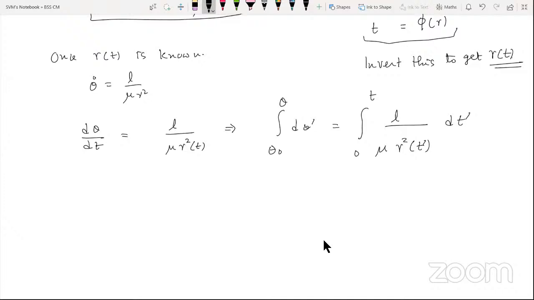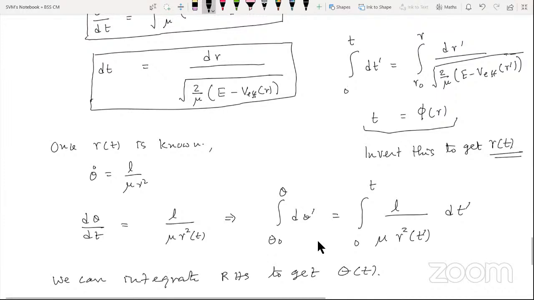So once r of t is known, we can integrate the right hand side to get theta of t. Then the dynamics is solved. So formally, I have said that both r of t and theta of t can be solved by solving these integrals. But whether you can do it or not in a given problem is a different story. So now at least we know the formalism and the formal integrals which we need to solve given the potential. So this is a general discussion. You can get the solution up to this.